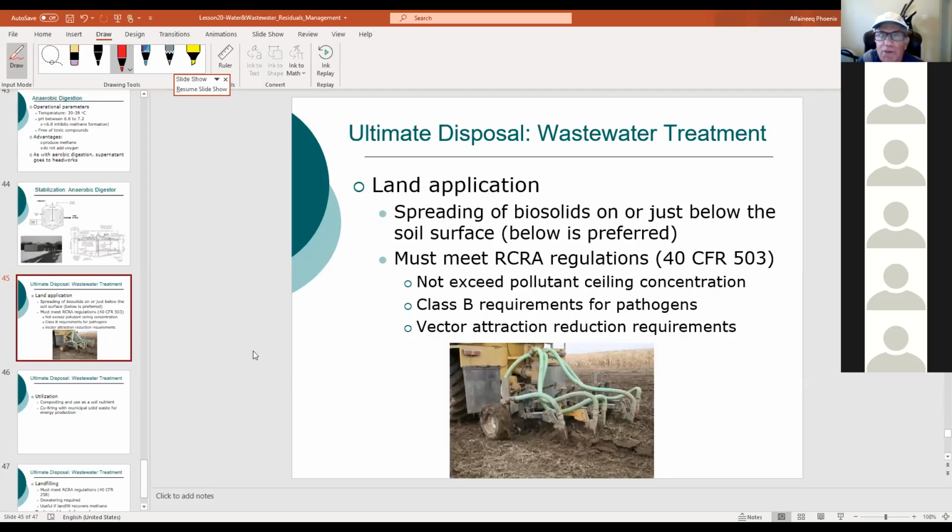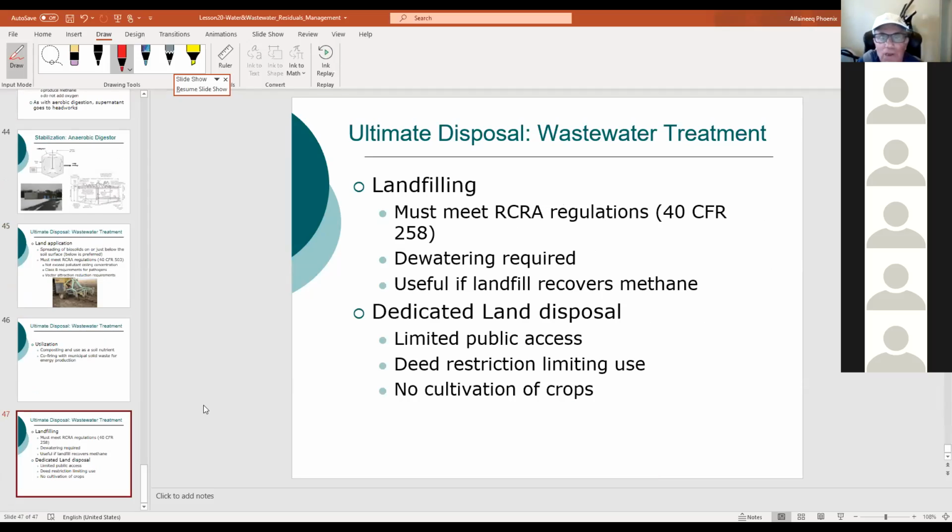Composting, you can take it also to the land for land application for soils, agricultural purposes, or if you don't like that, you can take it to the landfill, but be careful with the regulations here before doing that.